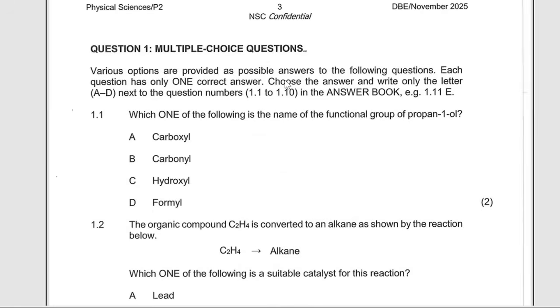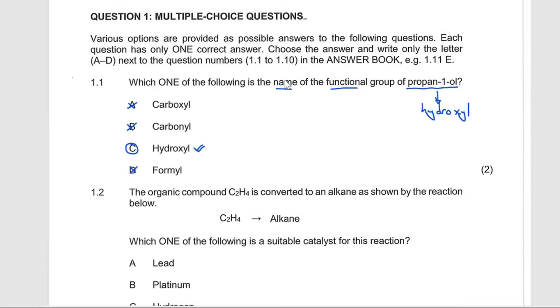It reads here, which one of the following is the name of the functional group of propan-1-ol? We can see propan-1-ol is an alcohol, and the functional group of alcohols is referred to as a hydroxyl group. Option A is a carboxyl group, which represents our carboxylic acids, and then you have our carbonyl group, which is our ketones, and then option C is our hydroxyl group. So this is the correct option. Then D, we have got our formyl group, which is incorrect.